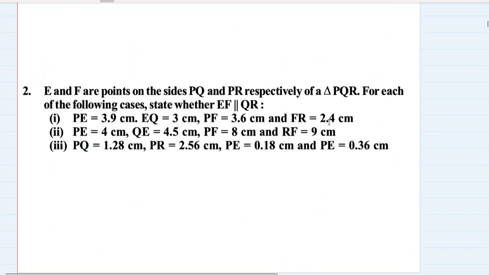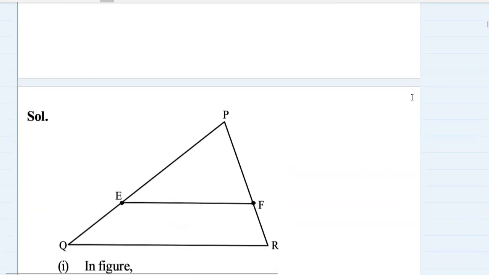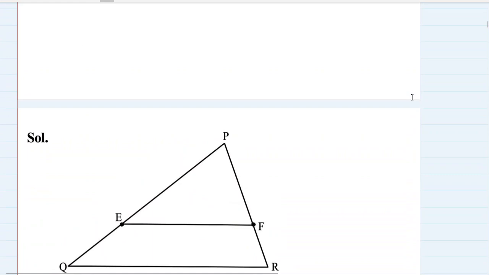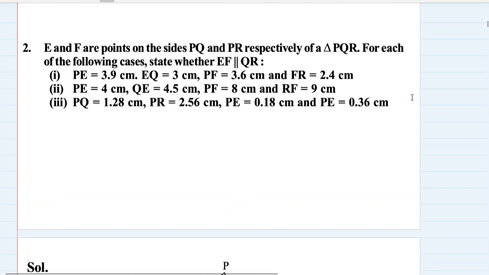E and F are the points on the sides PQ and PR respectively of triangle PQR. For each of the following cases, state whether EF is parallel to QR or not. So here we have to apply converse of BPT. We know that this is the figure. They have given us some measurements, and through the measurements we have to understand whether EF is parallel to QR or not.